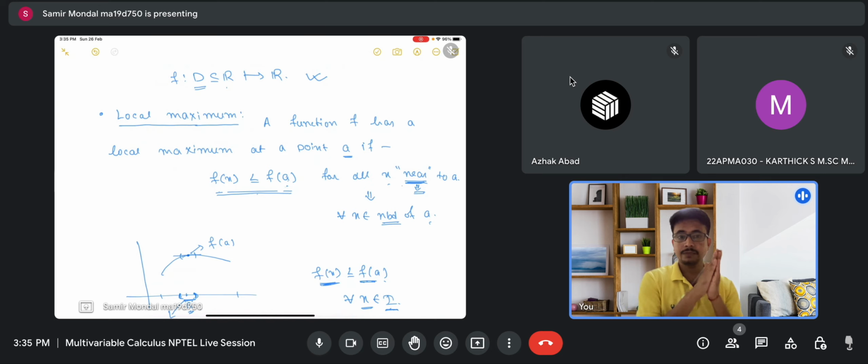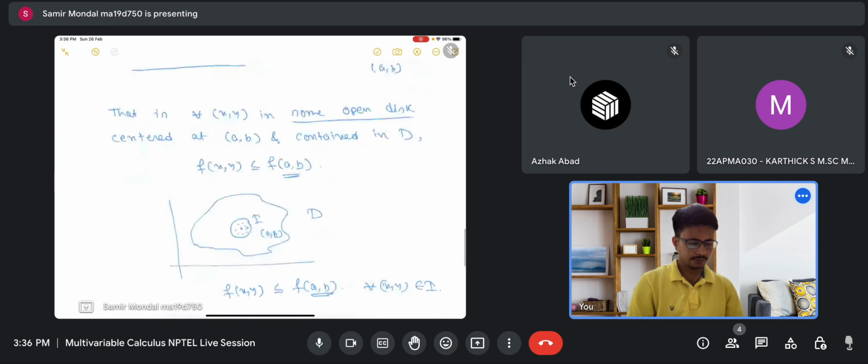If that inequality is satisfied, then we say that for a single variable f has a local maxima at the point a, and for two variables a local maxima at the point (a, b). So this is only a local property. Local property means it depends on the neighborhood of that point. When we talk about global maxima and global minima, the function has to satisfy this inequality for the whole region. Is it clear?